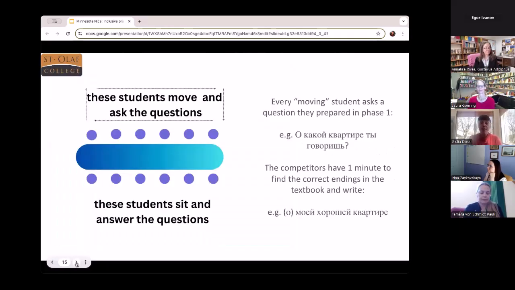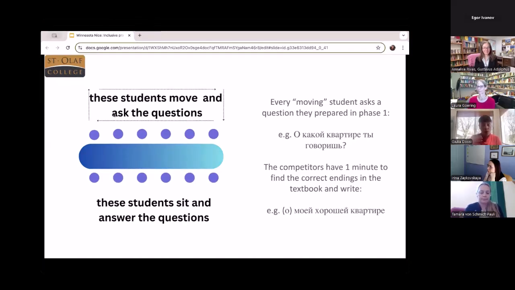Slide. So this is a timed part. Some students sit and answer the questions, and on the other side of the table, the students move. It's kind of like a speed dating setup. So one side of the table moves and the other side stays still. And the moving student asks the question they prepared in phase one. For example, о какой квартире ты говоришь? And the student that answers has 1 minute to go to the textbook, navigate the chart, and write in the correct answer.